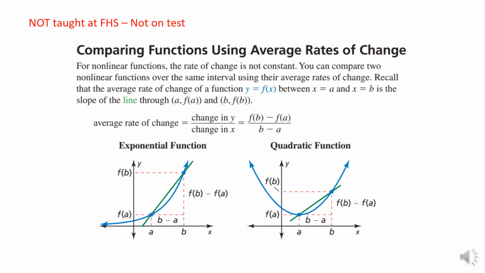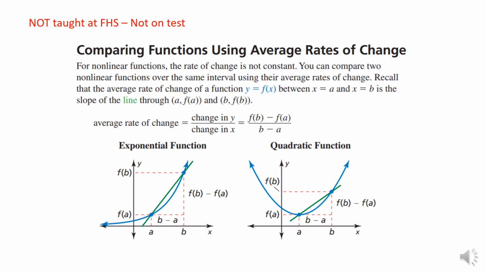All right, so this isn't taught at Folsom High School, so it won't be on the test, but I wanted you to understand that when you're comparing functions using average rate of change, you can't compare a linear graph to the others because only a linear graph has a constant rate of change.